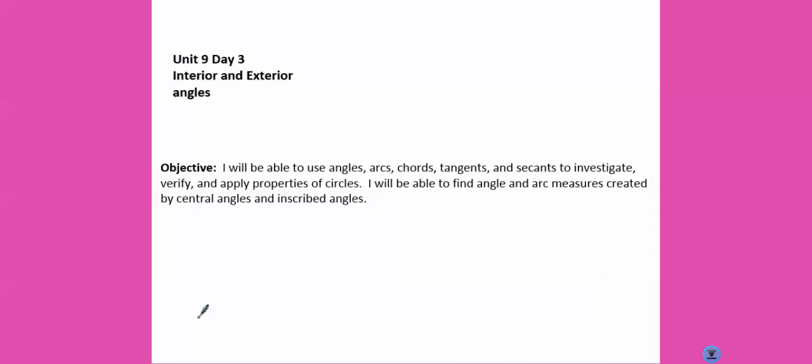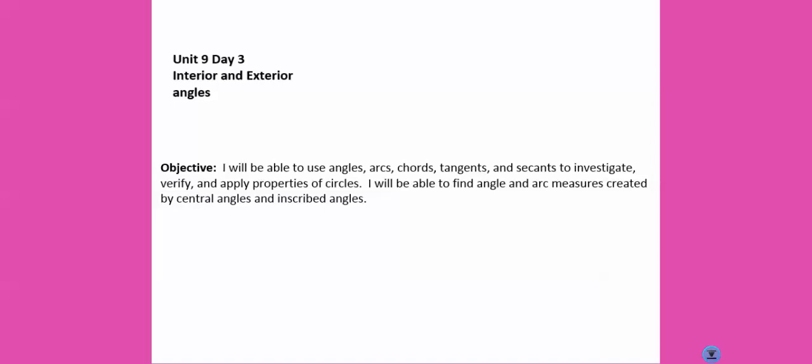Today we're going to be talking about interior and exterior angles and circles. Our objective is that we will be able to use angles, arcs, chords, tangents, and secants to investigate, verify, and apply properties of circles. We will also be able to find angle and arc measures created by central and inscribed angles.